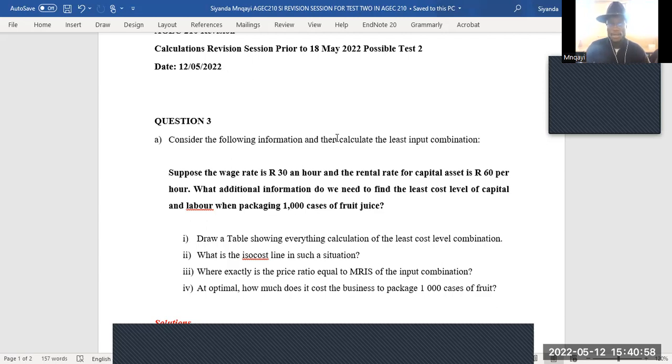Now, what additional information do we need to find the least cost level of capital and labor when packaging 1,000 cases of fruit juices? It means that they are in production of fruit juices. So now we have to draw a table showing everything, the calculation of the least cost level of combination.